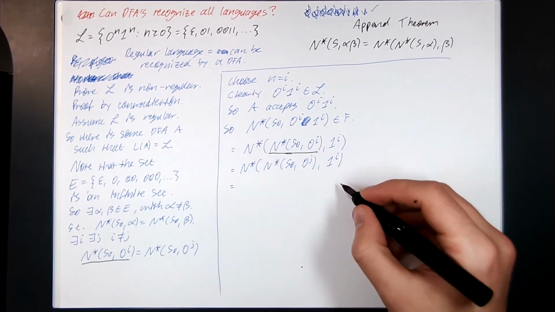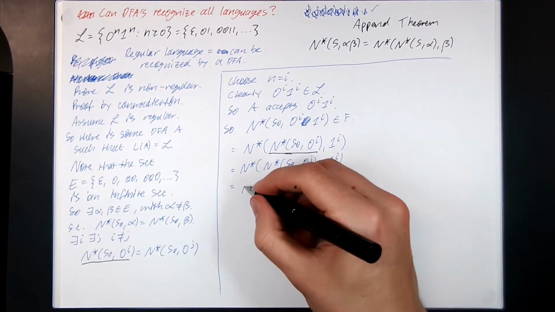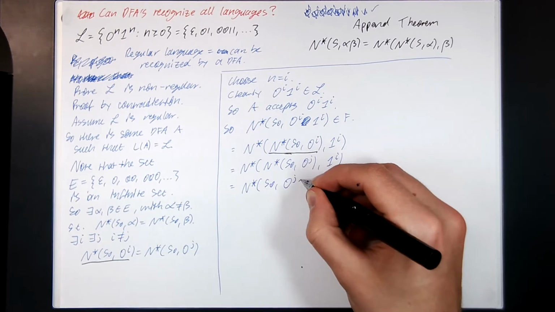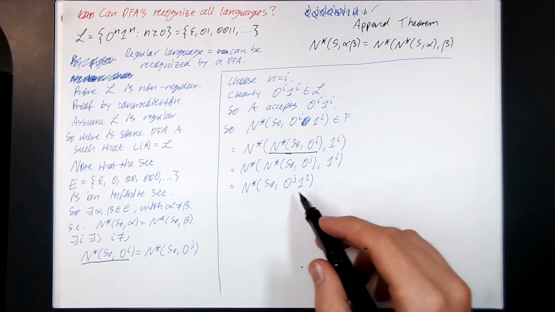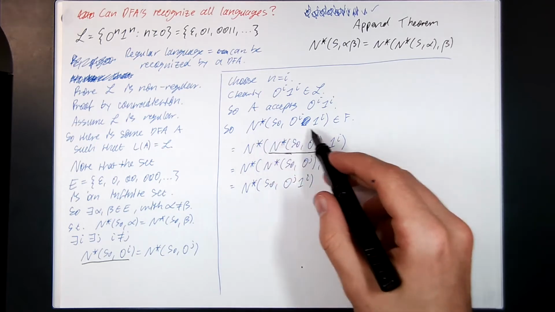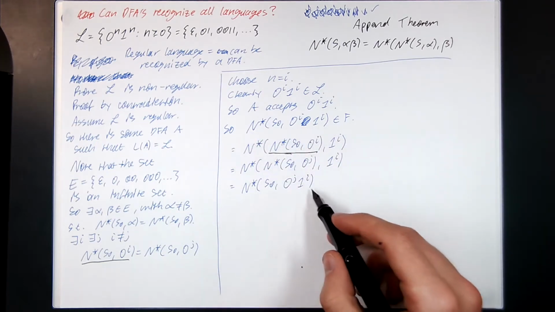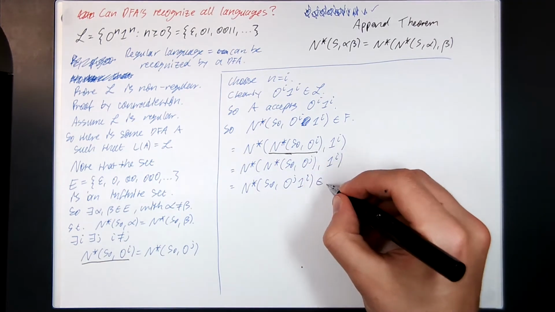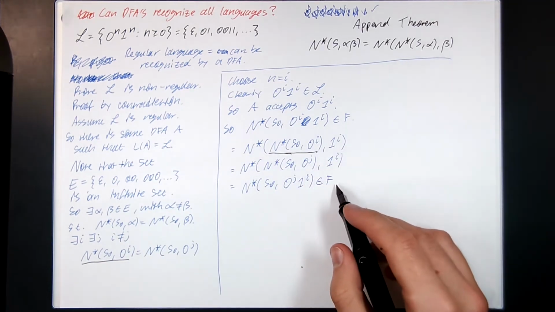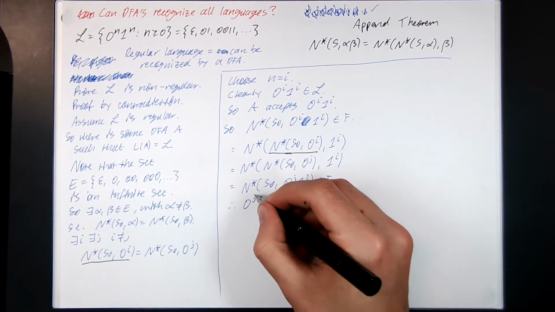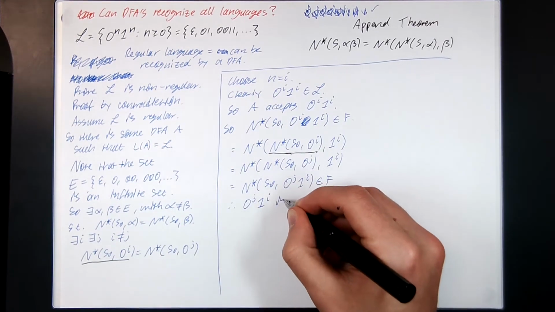I can now do the append theorem backwards and put it all back together again: 0 to the j, 1 to the i. Now since each of these terms are equal, whatever this state is, it is the same as this state here. Since this state here is a final state, this state here must also be a final state. So that means it's a member of the set of all final states. Therefore, 0 to the j, 1 to the i is accepted by A.